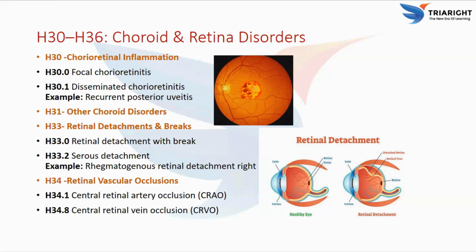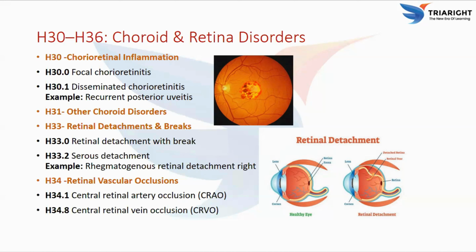So understanding them is important. So what is H30? Chorioretinal inflammation. So what do you mean by chorioretinal inflammation? This refers to the inflammation of both the choroid and retina. This is commonly due to infections, autoimmune diseases and also inflammatory conditions.